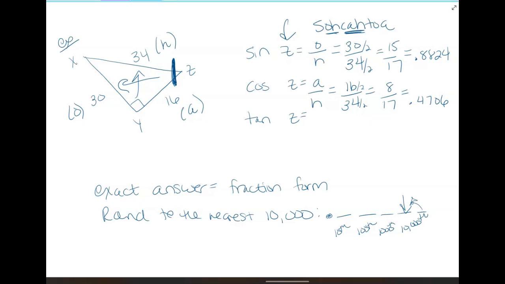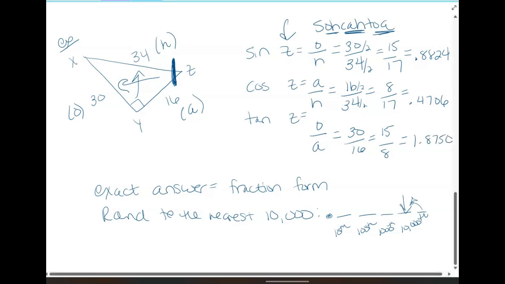And then finally, the tangent. And the tangent is the opposite side over the adjacent. The opposite is 30 over 16. And that is going to be 15 over 8. And as a decimal, it would be 1.8750. Yes, we would include the 0 there because it asks us to round to the 10,000th.